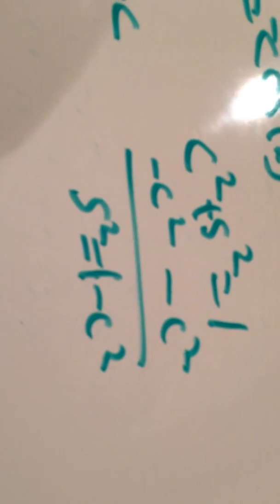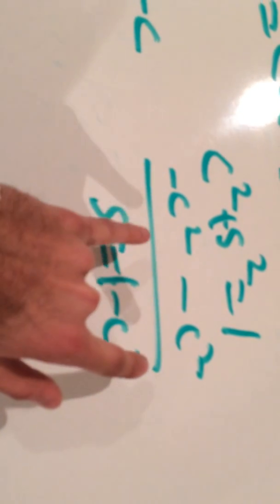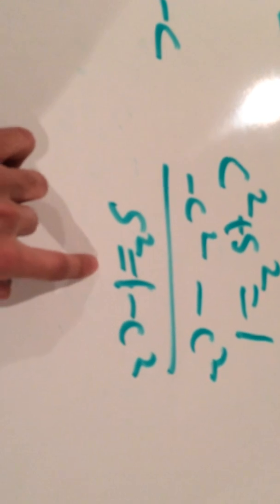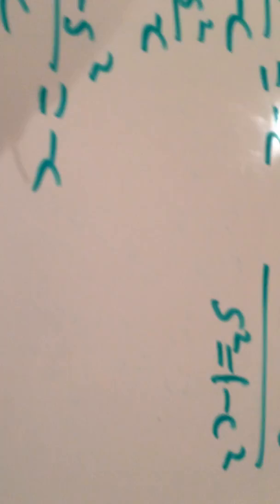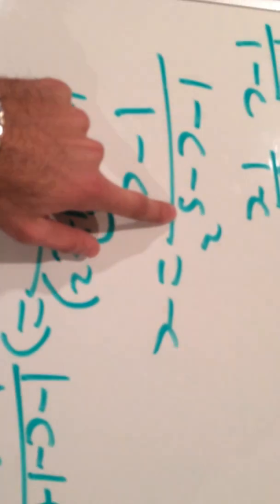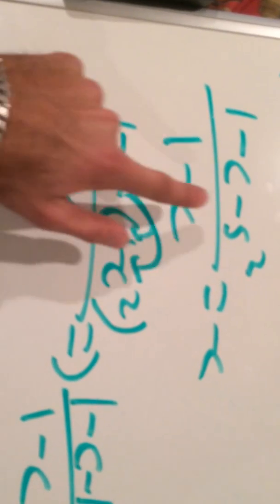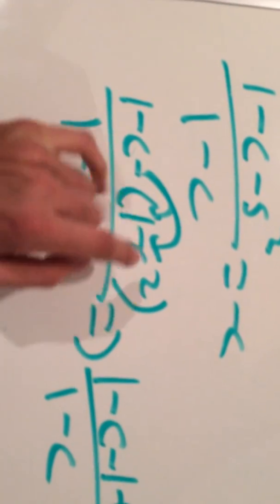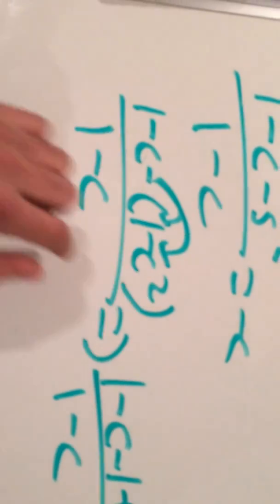I then recall that c squared plus s squared equals 1. If I subtract c squared on both sides, remember this is a Pythagorean identity, I'm allowed to subtract on both sides, I get s squared equals 1 minus c squared. Go ahead and plug in 1 minus c squared for this s squared here. So I have 1 minus c minus, remember you got to bring this minus sign down, (1 minus c squared). That goes in parentheses so we know to distribute the negative sign.